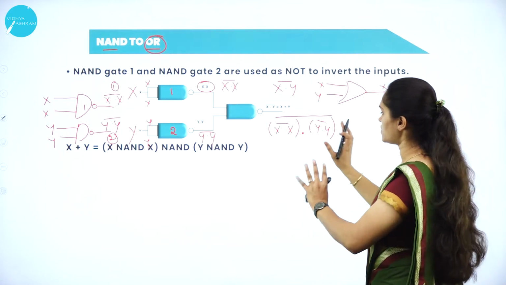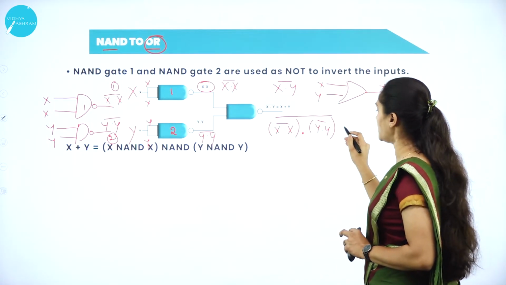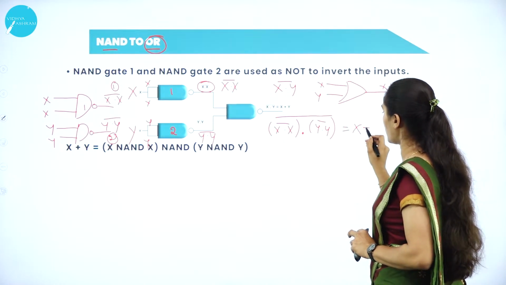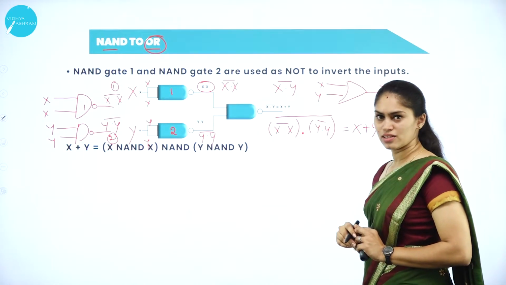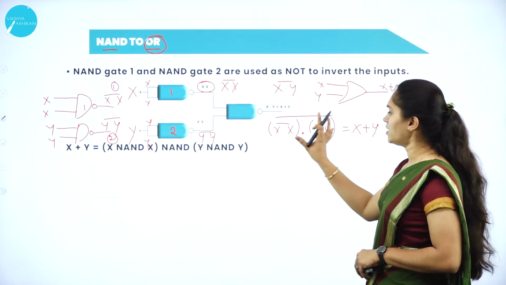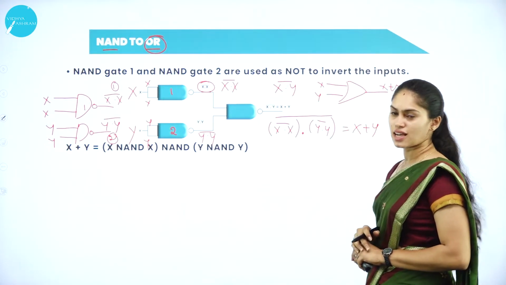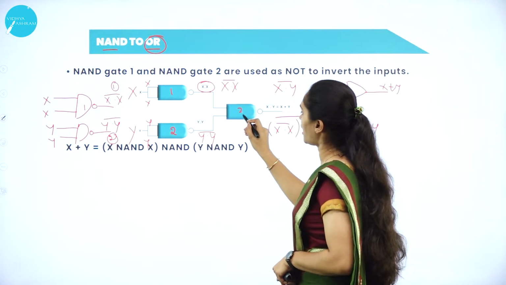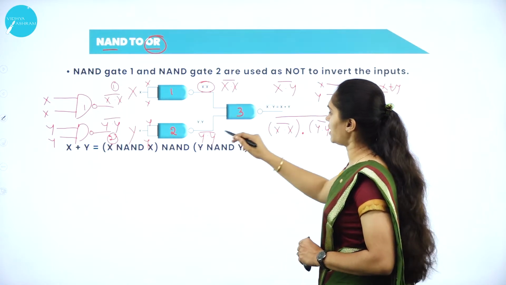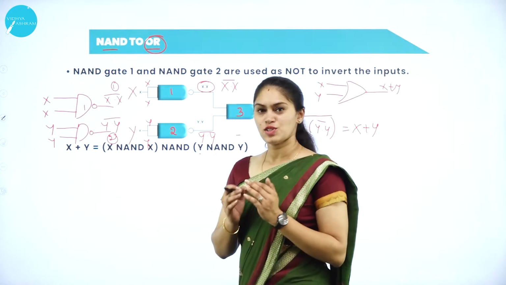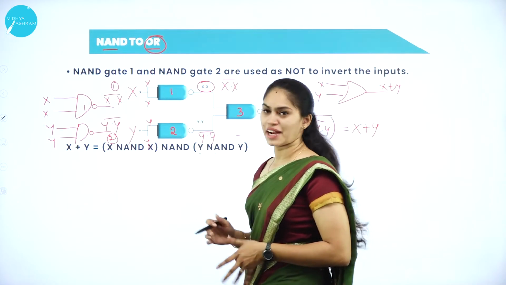Okay, so this is what I am going to get. After the simplification, we are going to get x plus y. So now we'll see how we are going to get from this input to this output. Here it is NAND gate 3. So these two are the input to this one. Now we'll see the realization of this NAND to OR.